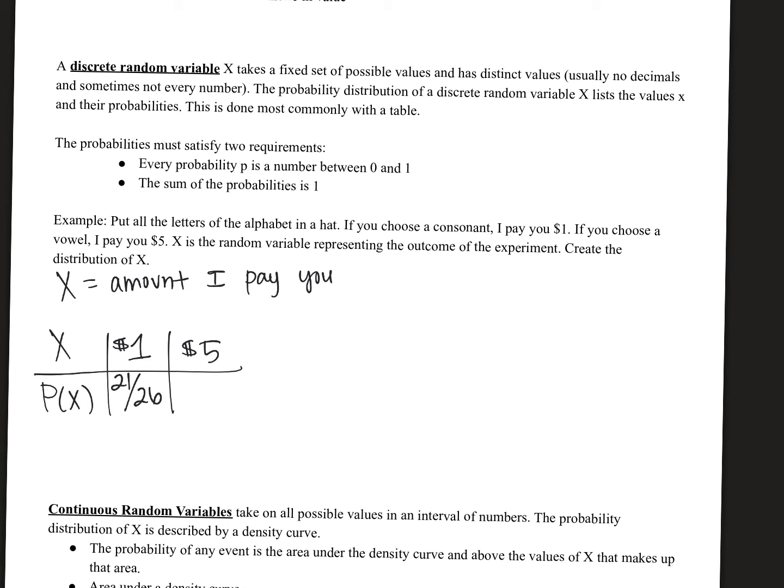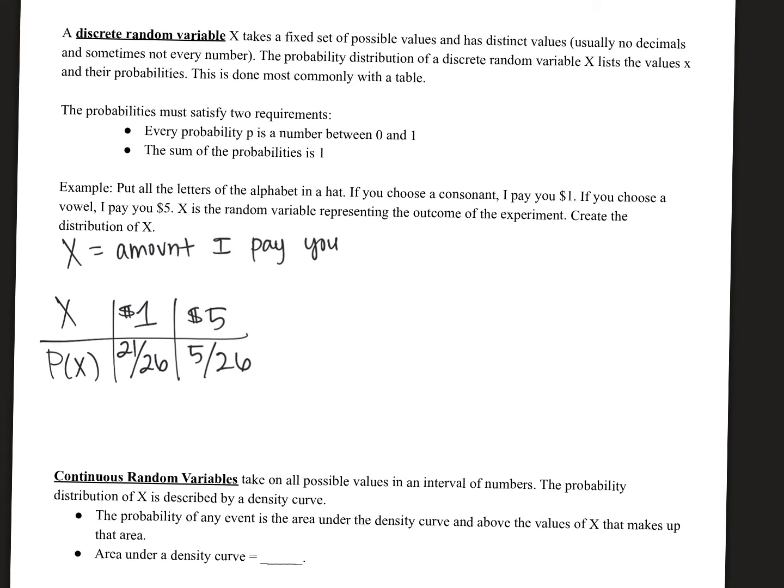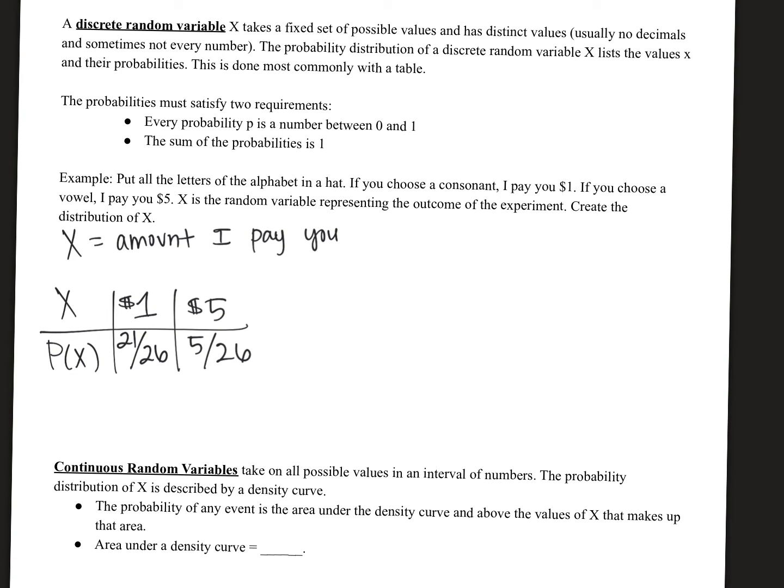And I pay you $5 if you get a vowel. So 5 out of the 26 are vowels. We are not considering Y. Only A, E, I, O, and U are vowels. So it's just an example of a discrete random variable and its probability distribution.